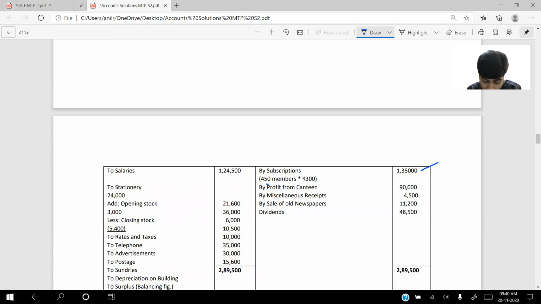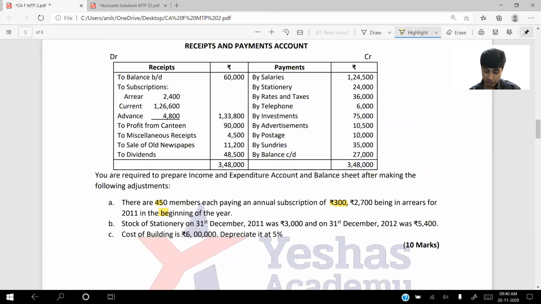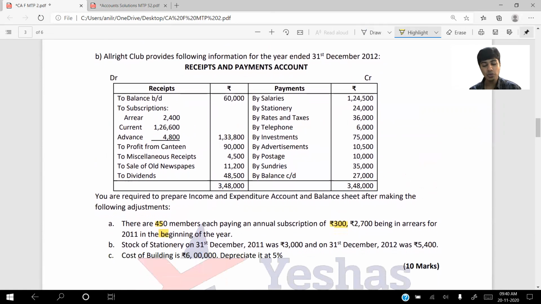1,35,000. How did you get it? 450 members multiplied by 300. But they further mentioned in the question that 2,700 is in arrears for 2011. Which year are we doing? We're doing it for 2012.